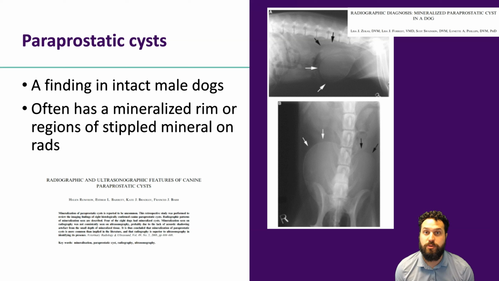So I hope this has been helpful. The real key things to remember are using that flex leg lateral projection in all male dogs presenting for any lower urinary tract signs. That's going to really help us be able to evaluate those patients clinically and get the right answer.